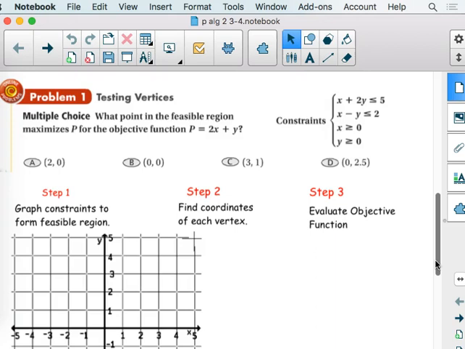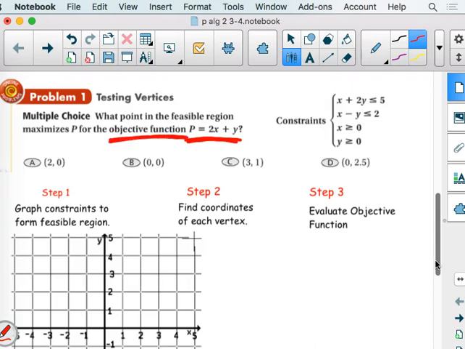So what is this all about? We haven't seen that before. That's called an objective function, and P usually stands for profit. So once we do our graphing and we figure out where that feasible region is, then we'll come back and use this. We'll try to figure out where's the biggest profit for our company.